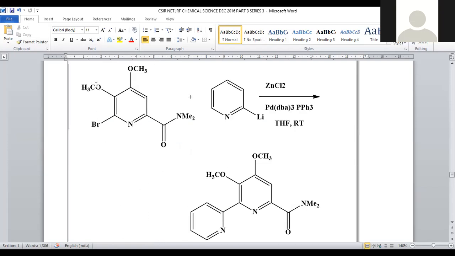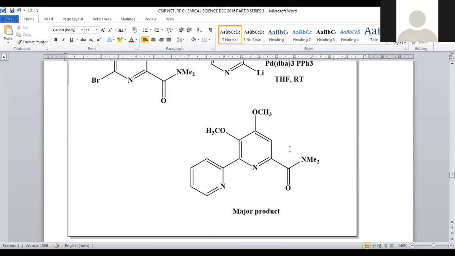We are taking this entire compound called dimethoxy bromo, and this is N-dimethyl amide containing pyridine. Now it is treated with another pyridine having a lithium group at second position, right? So don't think this is a pyridine ring, just assume this is alkyl attached to Li, so we can say alkyl lithium. Alkyl lithiums are alkylating agents with a negatively charged alkyl group, so that nucleophilic substitution is carried out in the presence of zinc chloride.